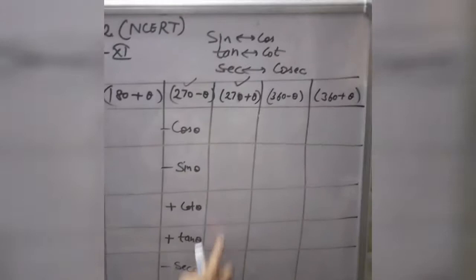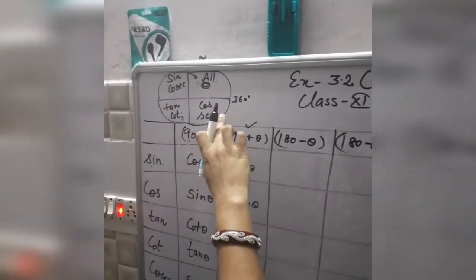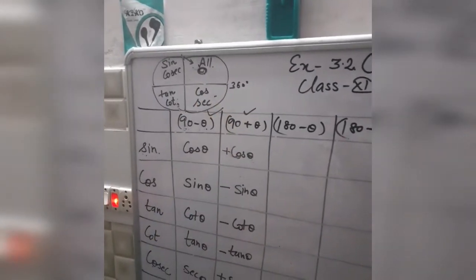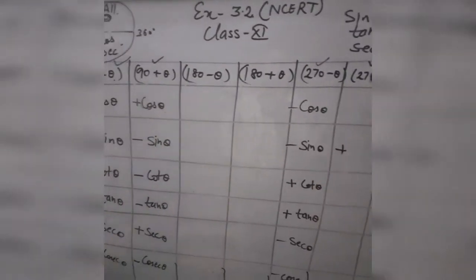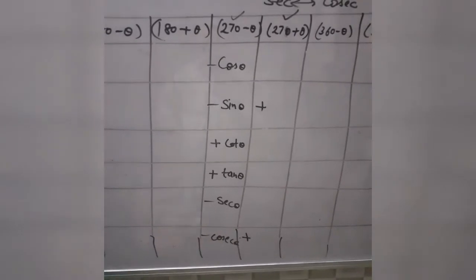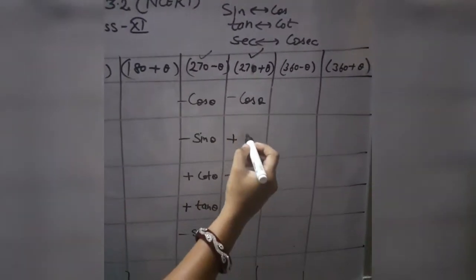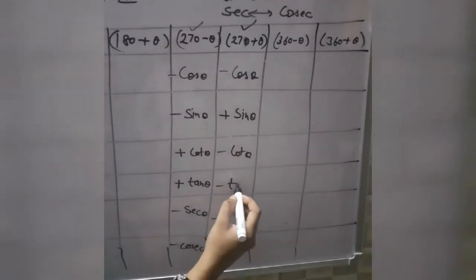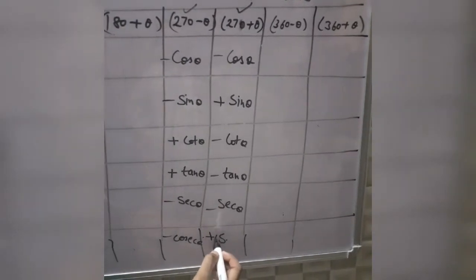Now come to this column, 270 plus something. If you add 270 plus theta, you reach the fourth quadrant, and in the fourth quadrant cos and secant are positive. You will take positive with cos and with secant. Secant is here. With these two, here you will take a plus sign, and the remaining 4 will be negative. And again in case of 270, sine is changed into cos, cos is changed into sine, tangent is changed into cot, cot into tangent, cosecant into secant, and secant into cosecant.